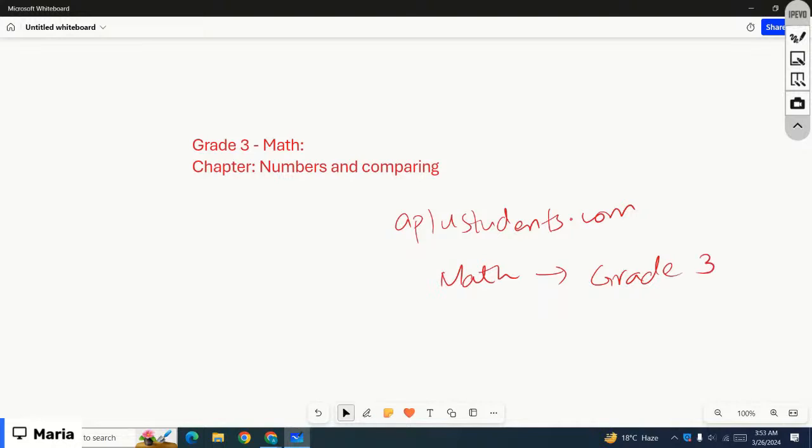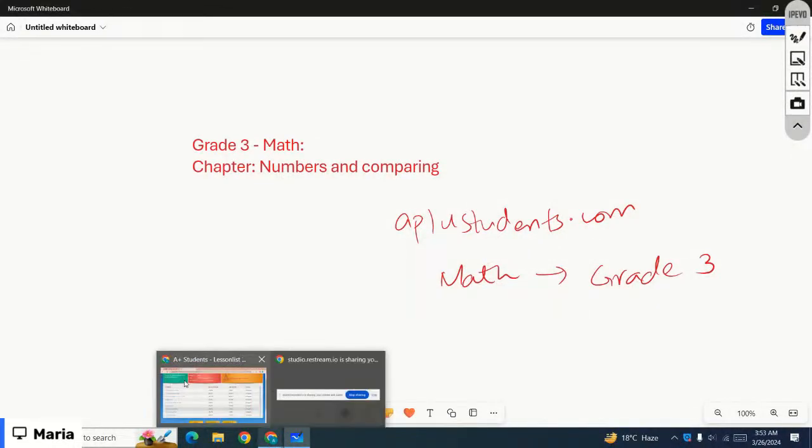We're going to start with the chapter on comparing numbers. Please make sure you have your notebook and pencil so that you can note down the definitions as well, right? So let's start with the lesson on comparing numbers.